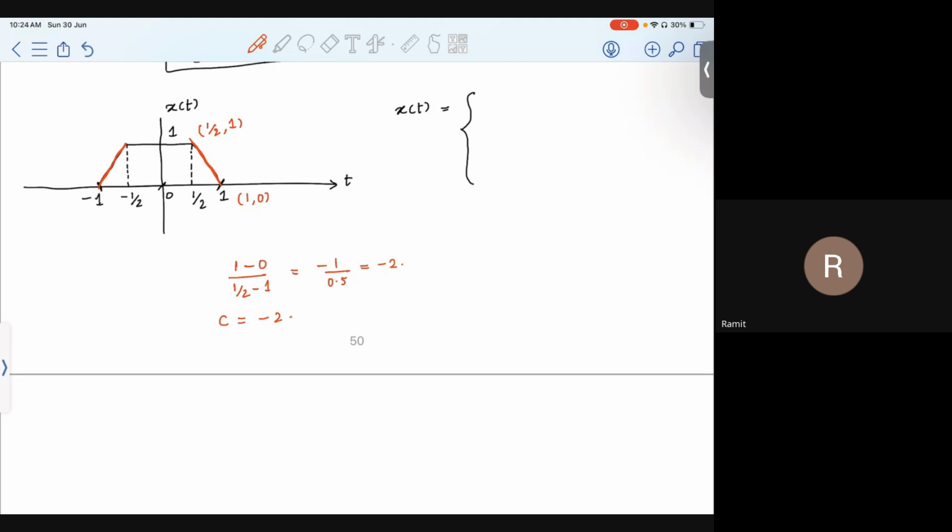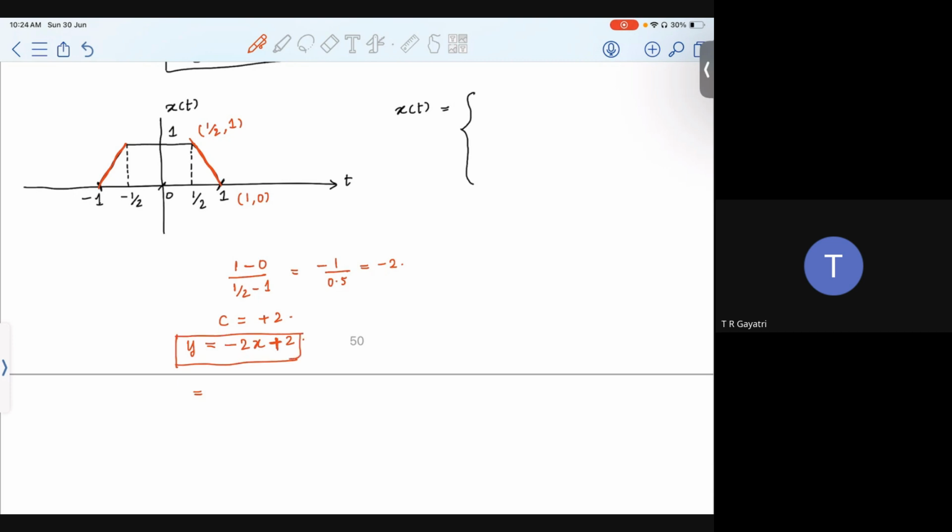Y-intercept is also minus 2? Is that what it is, or plus 2? Maybe plus 2. Yeah, okay. So this is the line.